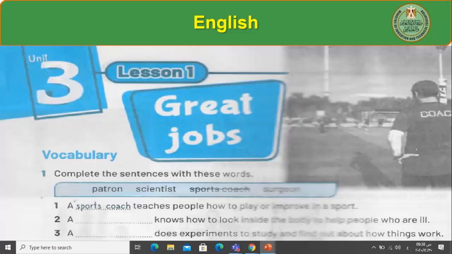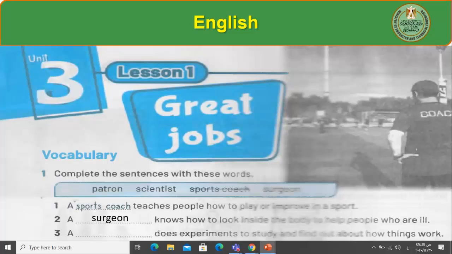A sports coach teaches people how to play or improve in a sport. Again, a sports coach teaches people how to play or improve in sports. Number two, a surgeon knows how to look inside the body to help people who are ill.